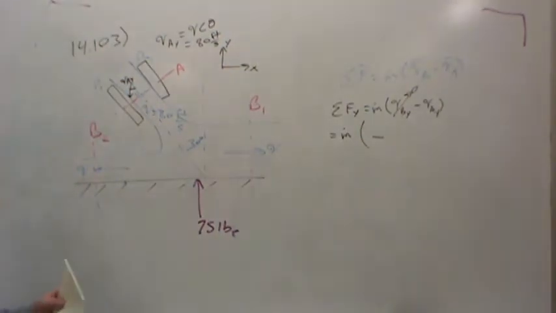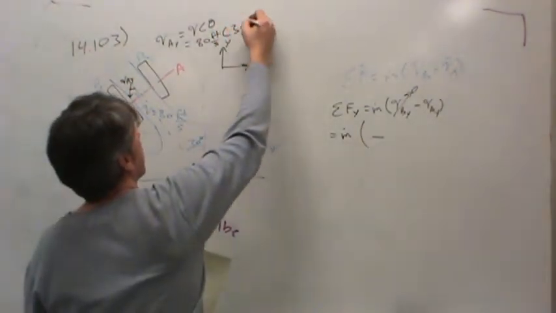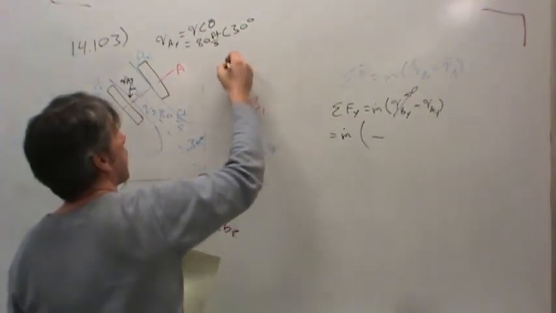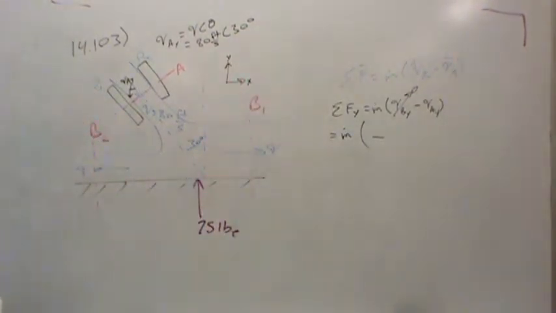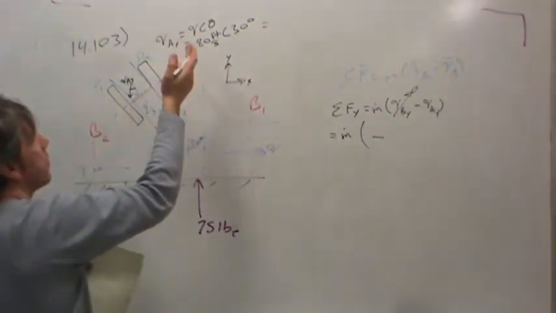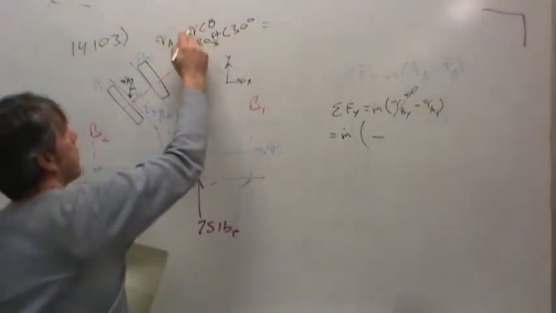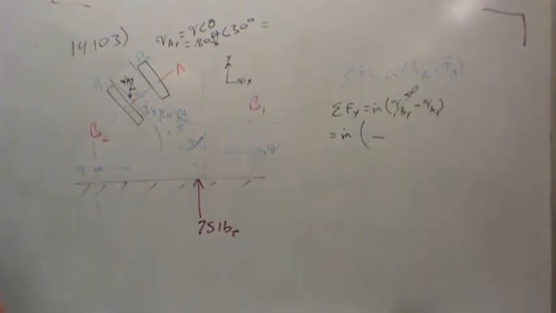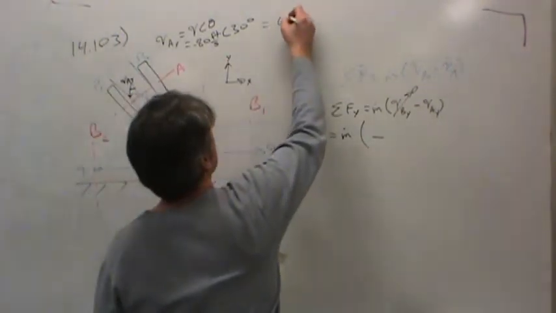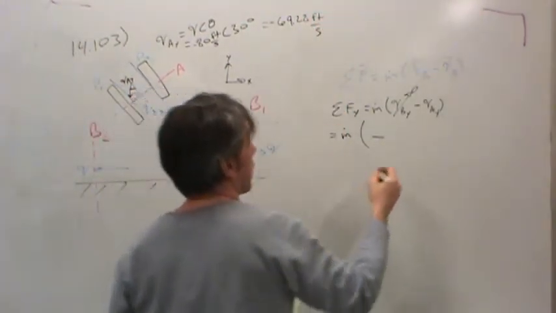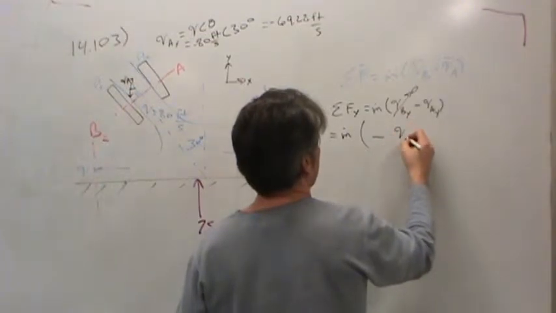So 80 feet per second, cosine 30 degrees. Let me move my coordinate system a little bit, get it out of the way. So plug that in your calculators, please, and let's see what the velocity in the y direction is. Now, I've already made a mistake, right? It should be negative right here because I know it's down. So 80 times cosine 30 is how much? 69.28, and that's a negative, in feet per second. Okay, so now we've got VAY.